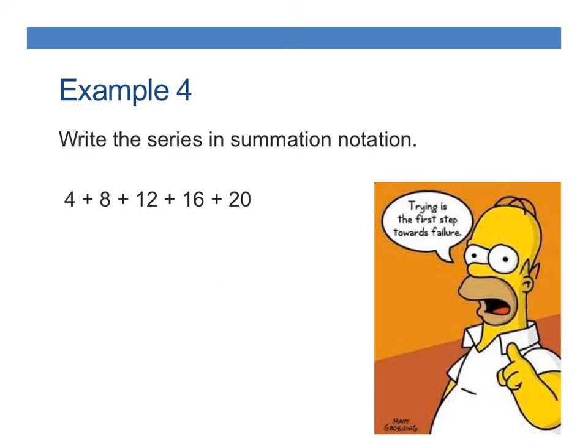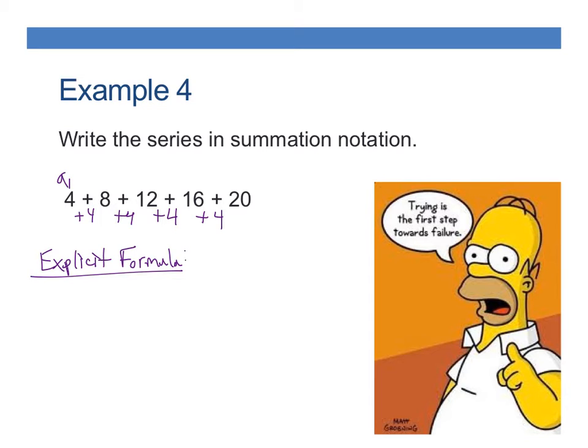Example 4. Write this series in summation notation. So now we want to write it like our previous examples were written. Well, the first thing we have to do is write our explicit formula, or the explicit rule. So to get from 4 to 8, you have to add 4. To get from 8 to 12, you add 4. 12 to 16, you add 4. And 16 to 20, you add 4.